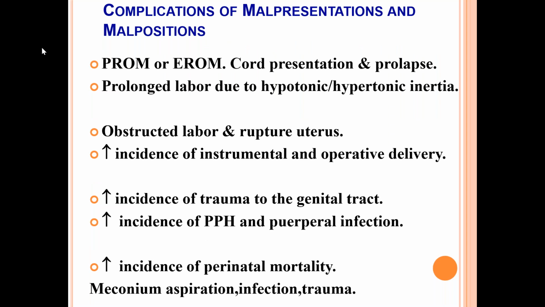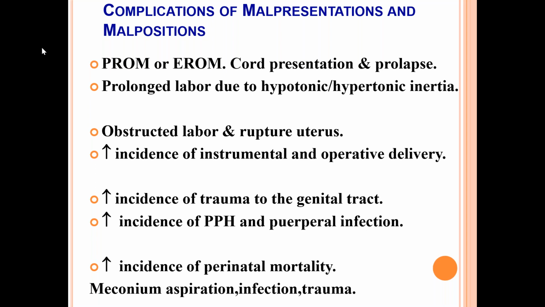So what are the complications of malpresentation and malposition? The head in the normal position is occiput anterior, which means the occiput is towards the pubic symphysis. Then we have malposition, in which the most common one is occiput posterior. In occiput posterior, the occiput is towards the sacrum, not towards the pubic symphysis. Because of this, there can be premature rupture of membranes, which is one complication. Another one is cord presentation and cord prolapse.